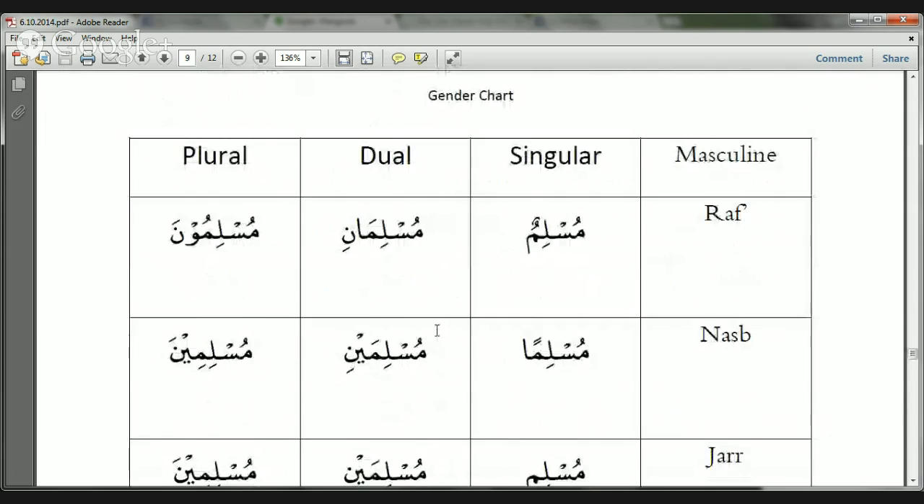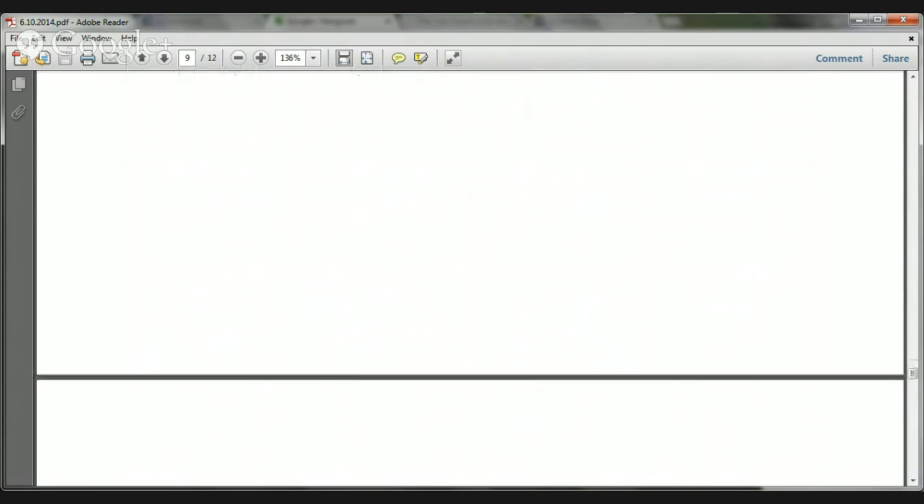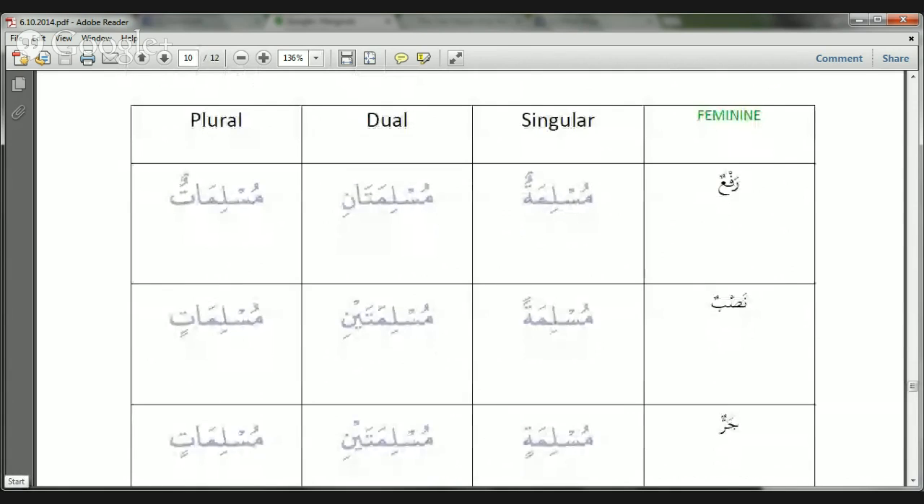And then we mentioned this chart. So this chart shows what? It shows this plural category in a specific light. So muslimuna, muslimina, muslimina, is it a sound plural or a broken plural? Sound plural, because it's on the chart. How about here? Muslimatun, muslimatin, muslimatin. Sound plural.